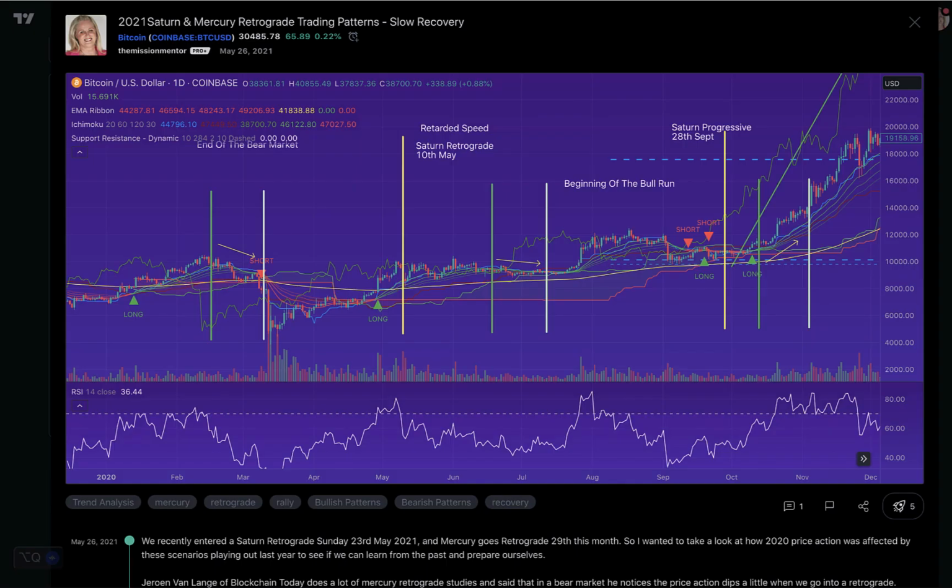If you go over to the Mission Mentor on TradingView, you'll see every year I've done a Saturn retrograde, and you'll see this consistent pattern, right? Straight dump, trading sideways slightly, going up, coming back down again. Once we go progressive, we start the next run to the upside, right?